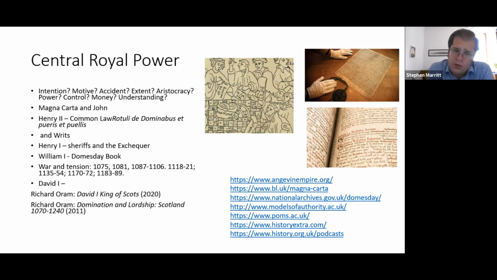So historians have started to think about things in these terms, and that impacts considerably on when you get to Magna Carta and John. John's dad, Henry, had also had a thing called the Rotuli de Dominabus et Pueris et Puellis, which is the role of ladies and boys and girls. And Henry, as the lord, not feudal superior, but lord of the aristocracy, as the lord of somebody, if they die, you have the right to determine who will be the guardian of their children until they grow up.